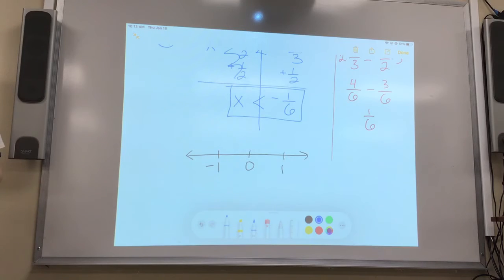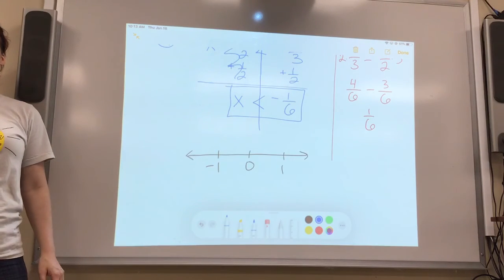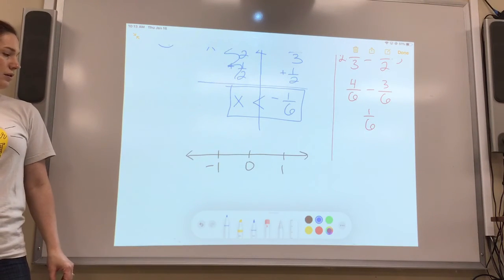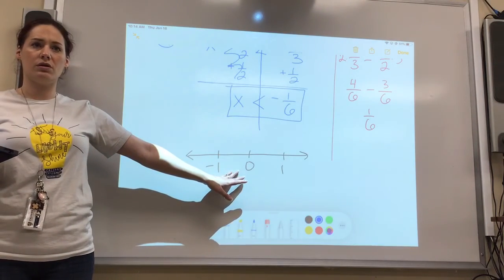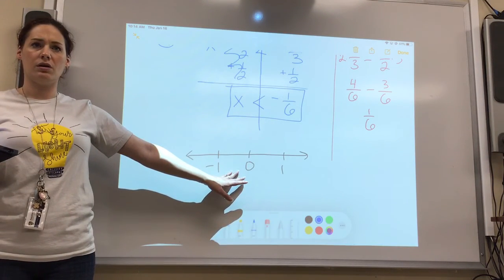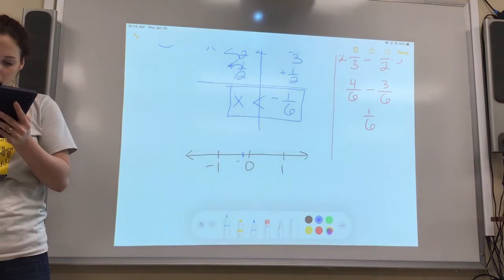Where would -1/6 go? If this is my number line, where is -1/6, Claire? Between the -1 and 0. Between here. Which one is it closer to? The 0. Much closer to the 0. So I'm going to put -1/6 like right in here.